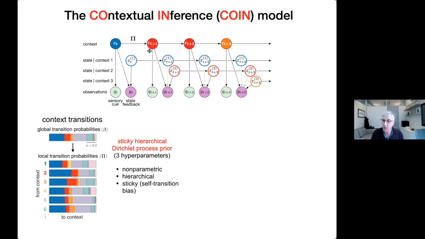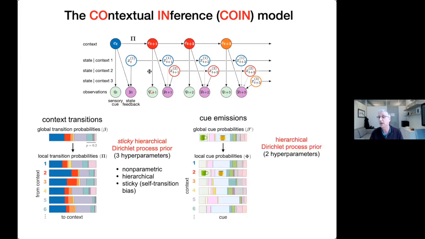And we apply a very similar prior to the cue emissions. The only thing which is different is we don't have stickiness now, which doesn't make any sense. But again, there are global cues. Some cues, for example, are more probable than others. And then we associate cues with different contexts using this hierarchical Dirichlet process prior. And importantly, we're not solving a vision problem here. In this model, the cues are going to be discrete. We're just going to give them labels: 1, 2, 3, 4, 5.